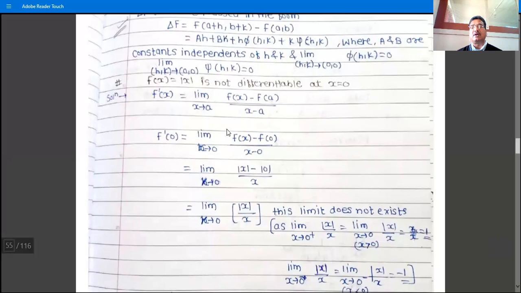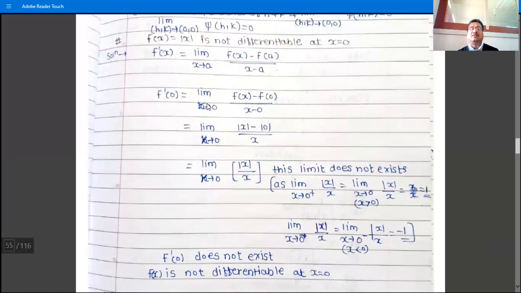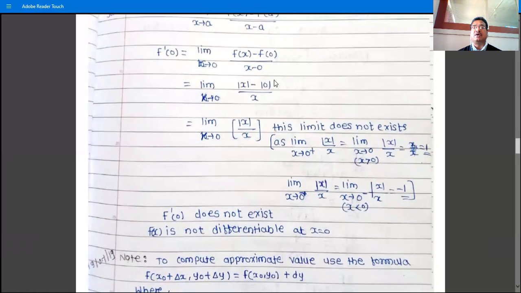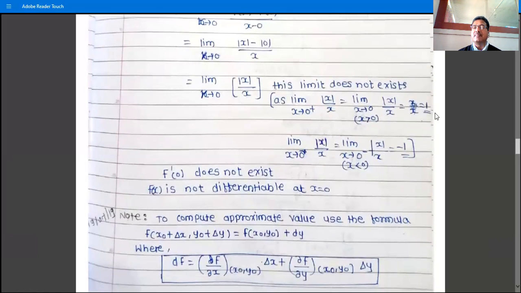This is just for one function, the F.Y.B.Sc. part, the definition of derivative in the F.Y.B.Sc. class. Take f(x) as mod x, mod 0 is 0, and this limit does not exist because the right hand limit is 1, because mod x is x if x is greater than 0. x tends to 0 plus means x is greater than 0, and then mod x is itself x, and x by x is 1, and the limit of 1 is 1.